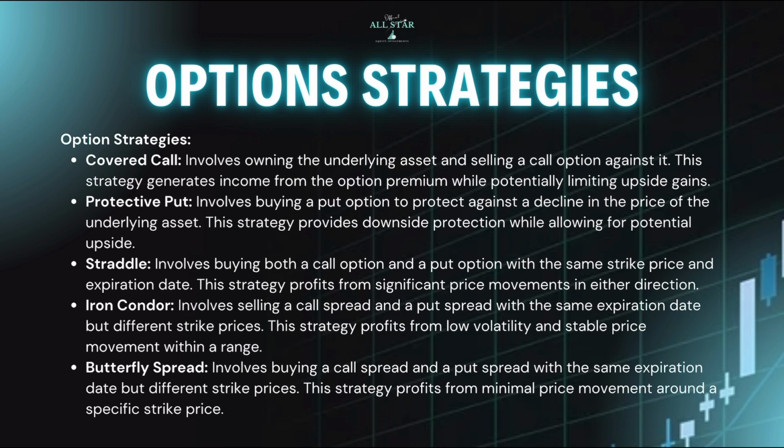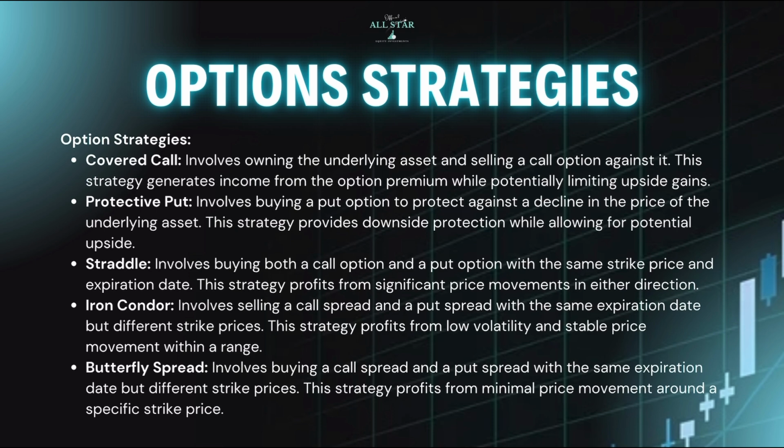Now, a protective put, on the other hand, involves buying a put option to protect against a decline in the price of the underlying stock or ETF. Now, this strategy provides the downside protection while allowing for potential upside. So that's a good positive thing in the sense that it allows for that protection, but it also kind of opens you up to other risks as well.